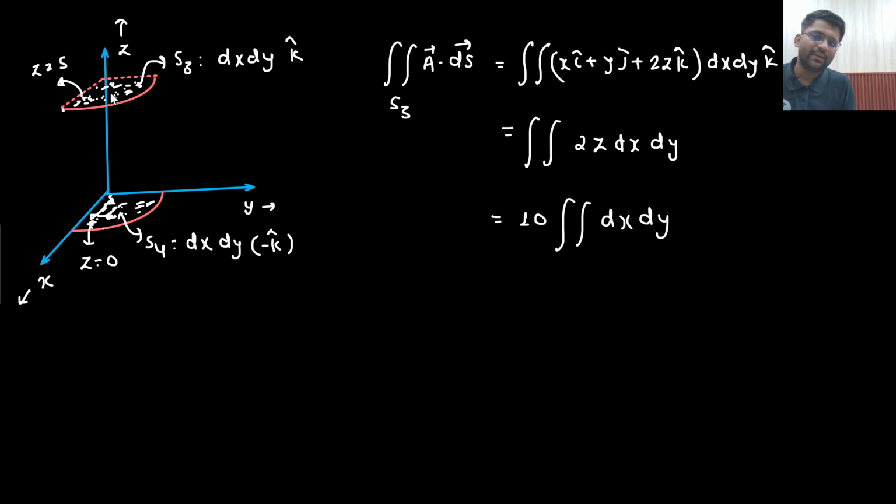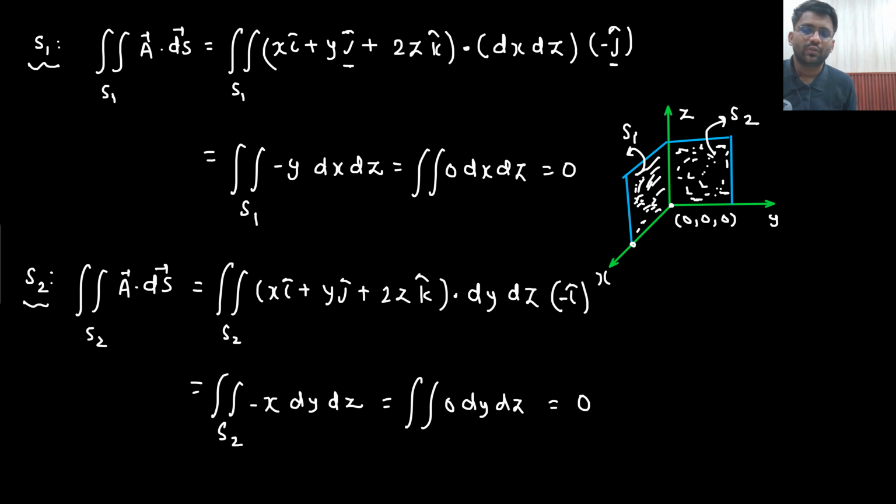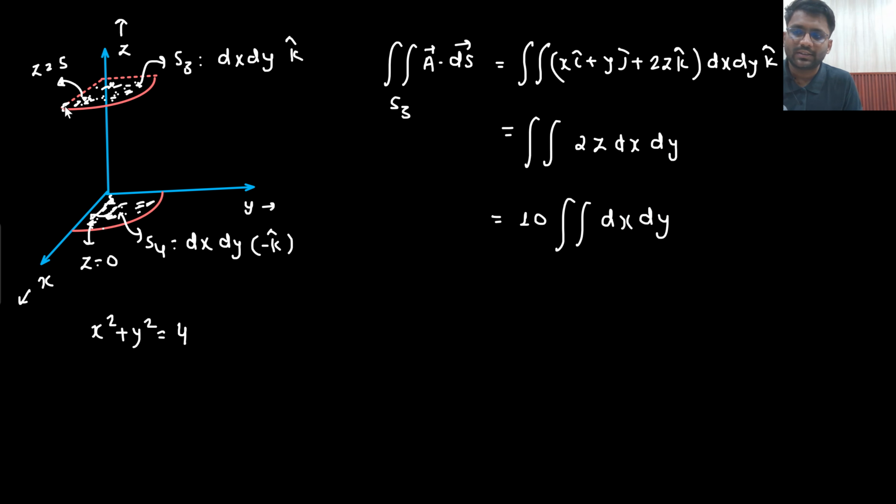What is the meaning of dx dy here? Simply the surface area of this. What is the radius? What is the equation of this circle? It is x square plus y square equals 4, right? So what will be the radius? This length is nothing but 2. So what will be the surface area? The surface area will be nothing but pi r square by 4.